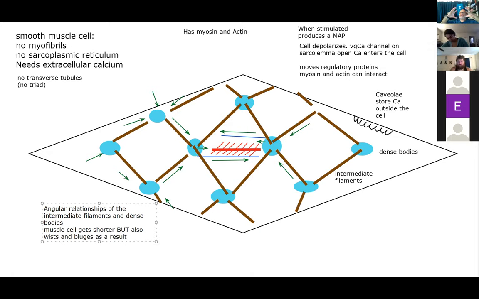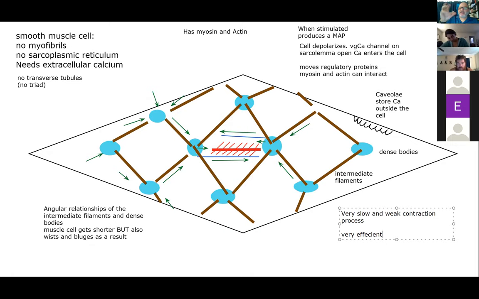Now, does this sound nearly as efficient of a contraction as what we see in skeletal muscle? No, this is a very slow and weak contraction process. However, the advantage of it is it is very efficient. Notice by just having one myosin pulling on these two actins, I'm changing the shape of this muscle cell.